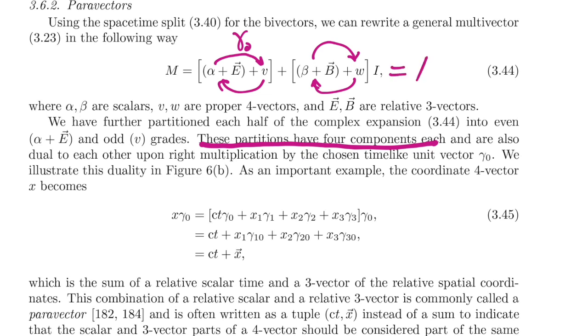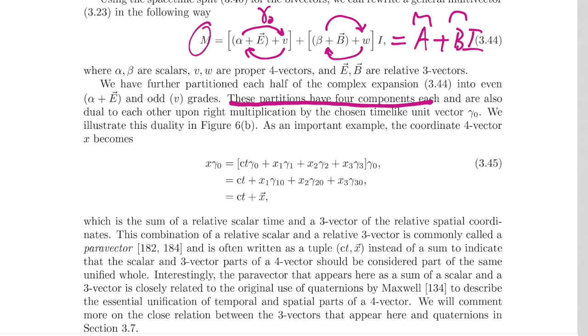This is actually equal to A plus B I, where A is a multivector and B is a multivector, right? So I've turned every multivector into some kind of complex expansion. And that's the partitioning, the complex expansion partitioning, I guess is the way they're trying to say that. Each of the partition pieces has even grades and odd grades. And those even grades and odd grades inside these two partitions are related by a duality, right multiplication by gamma 0. We illustrate this duality in figure 6b, which I just showed you.